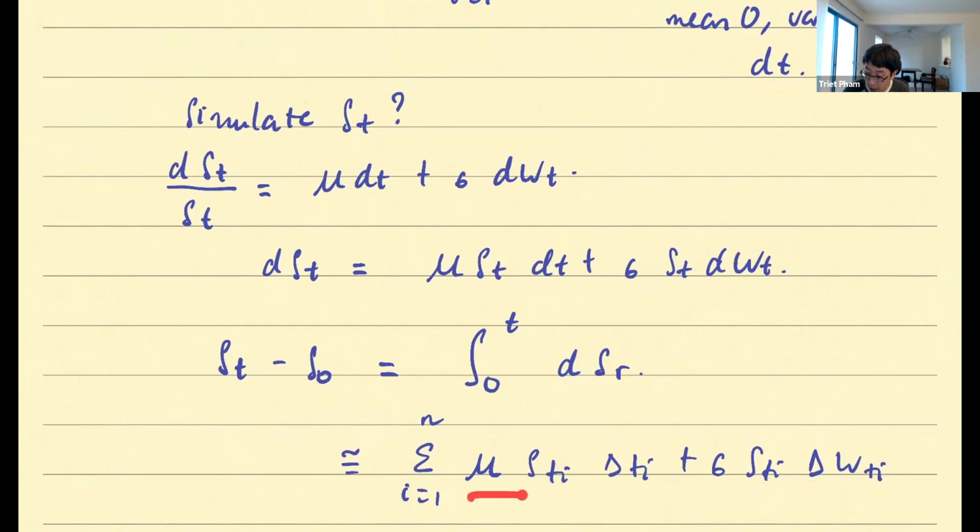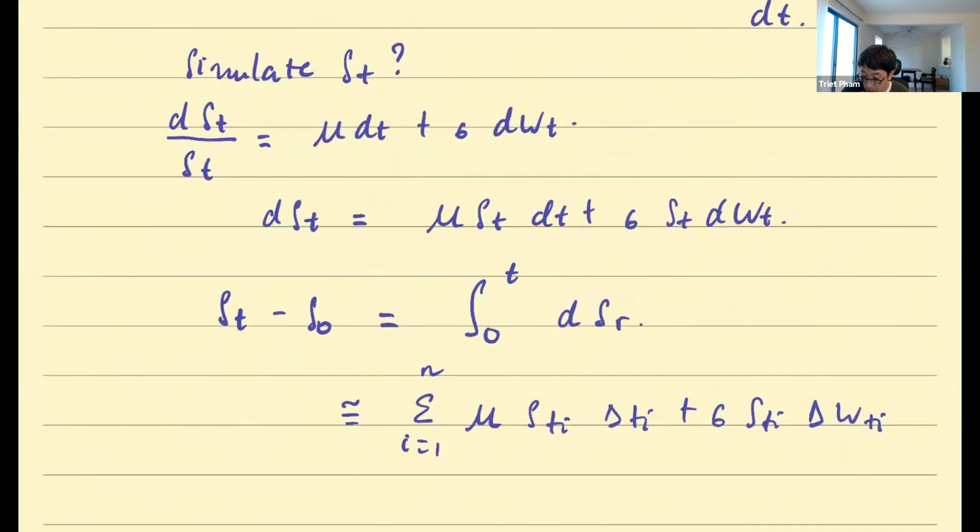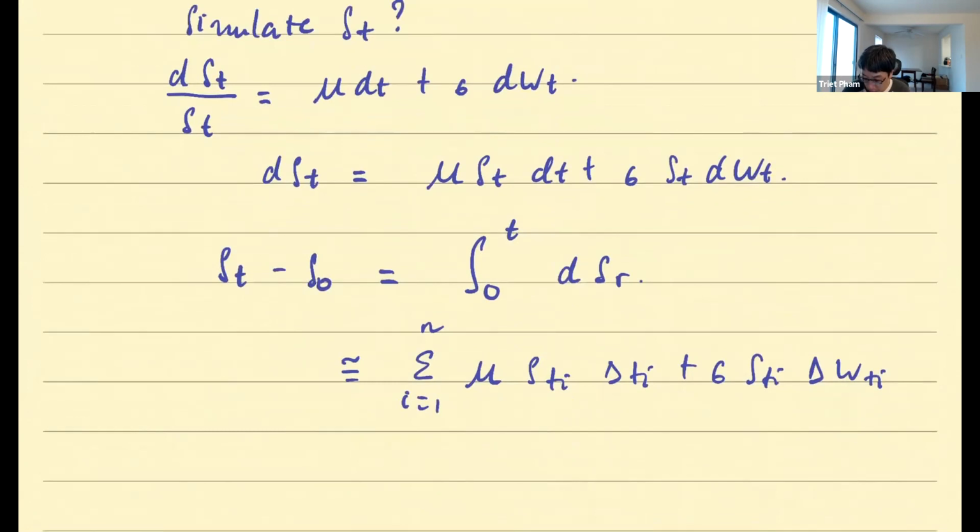Okay, and when you add them up like that, you get the stock price path. And the principle is very much like the Brownian motion generation, except that right here, the increment depends on the previous point. Okay, depends on the previous point, so you need to take care of that. So that's how you simulate the stock price path and the Brownian motion path.